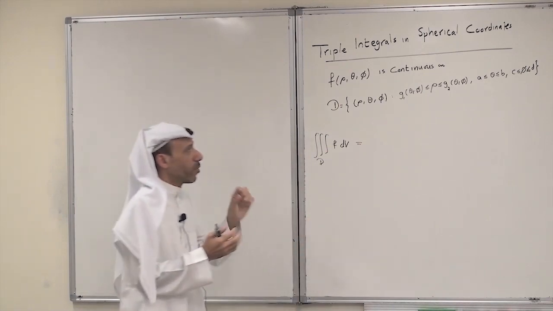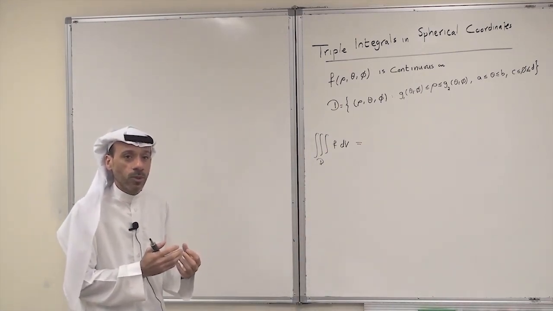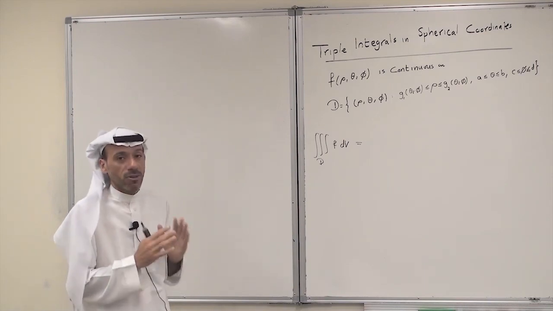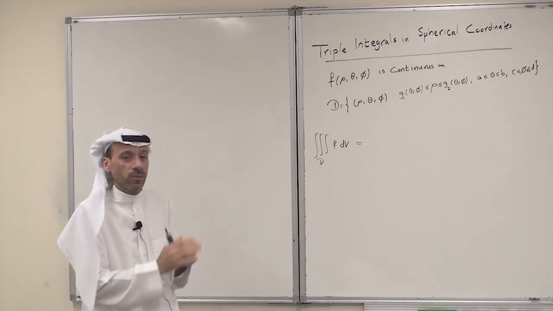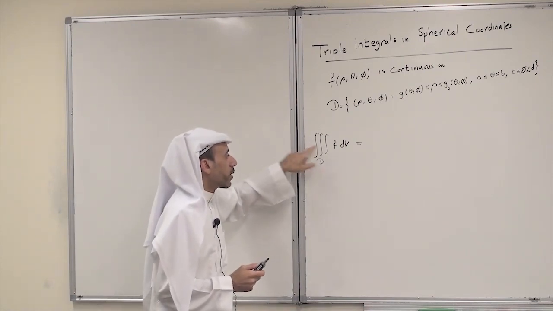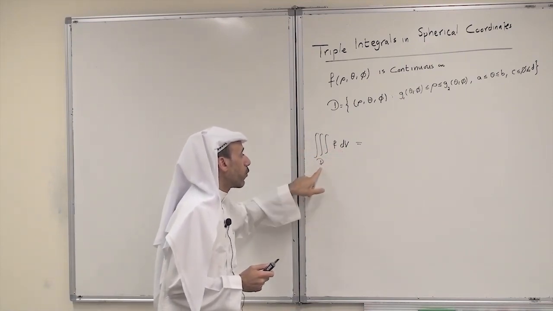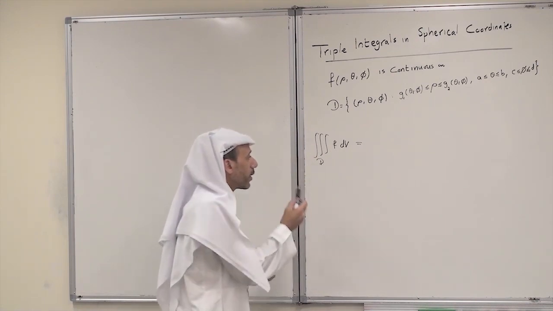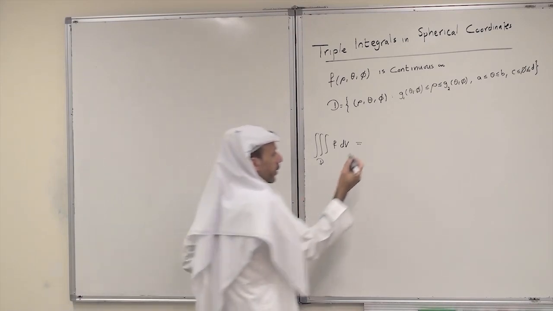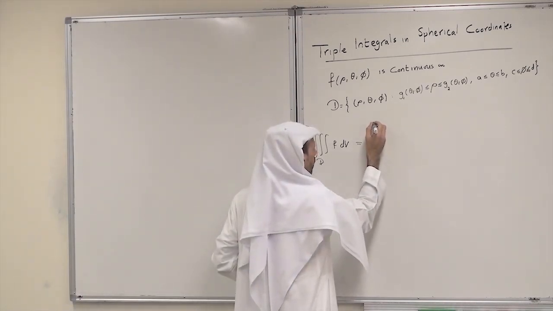So this is really the type of solids that we will consider when we deal with triple integrals in spherical coordinates. So it is just one type. Okay. Now, if you want to find the triple integral of a function over D, to set up the limits of integration on this set D, we have the following.